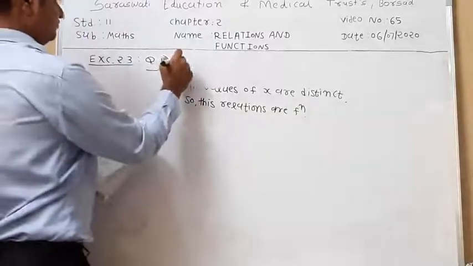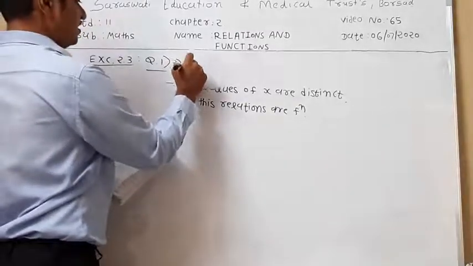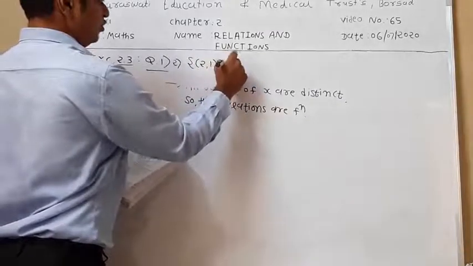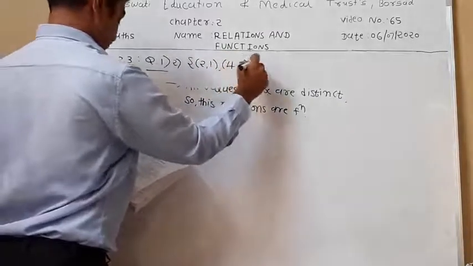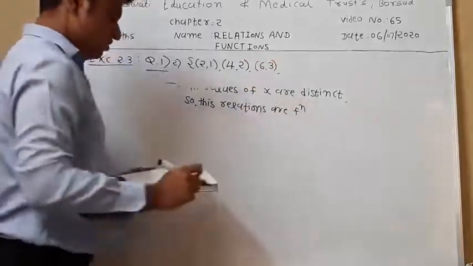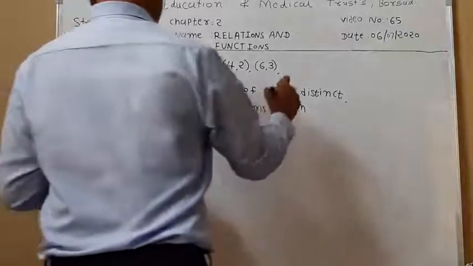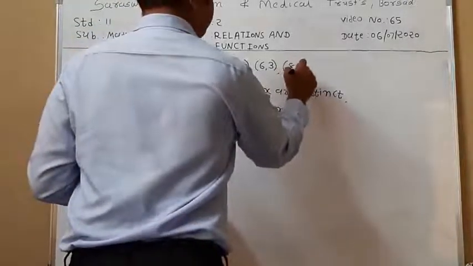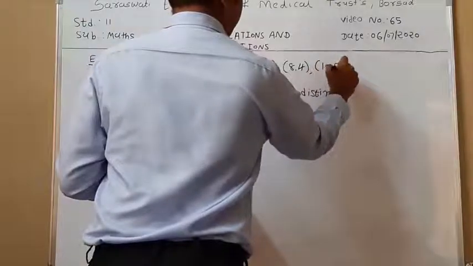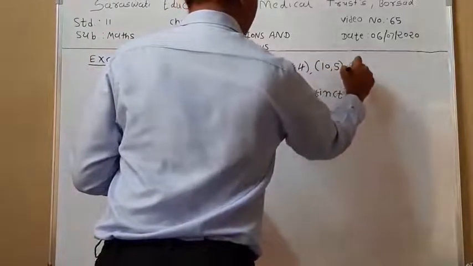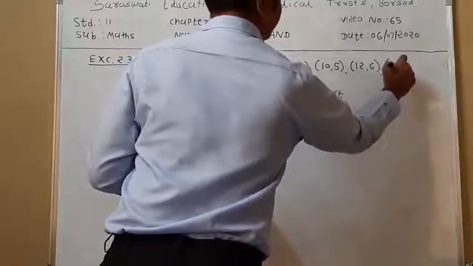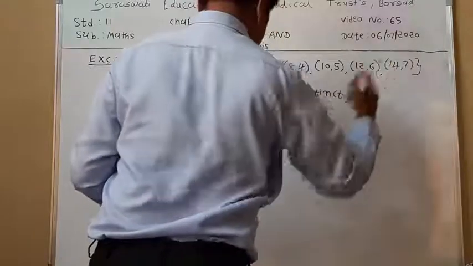Now the second question. Second one: set of (2,1), (4,2), (6,3), (8,4), (10,5), (12,6) and (14,7), set over.